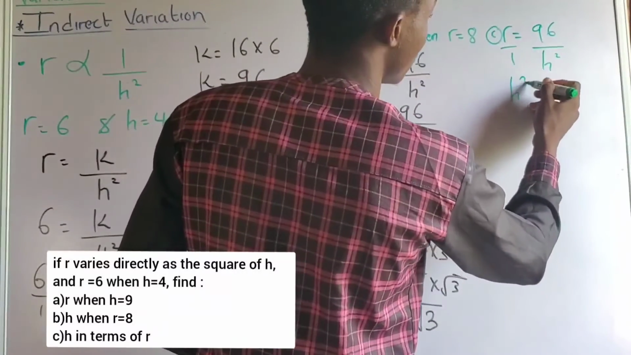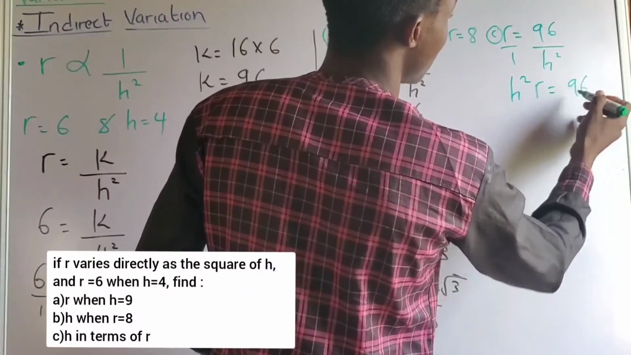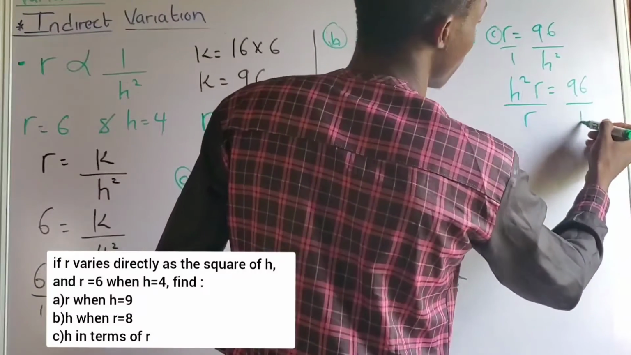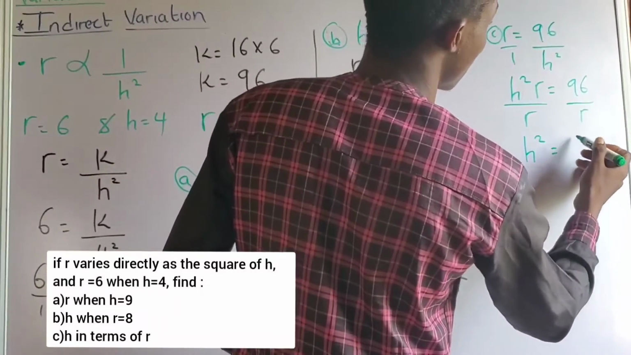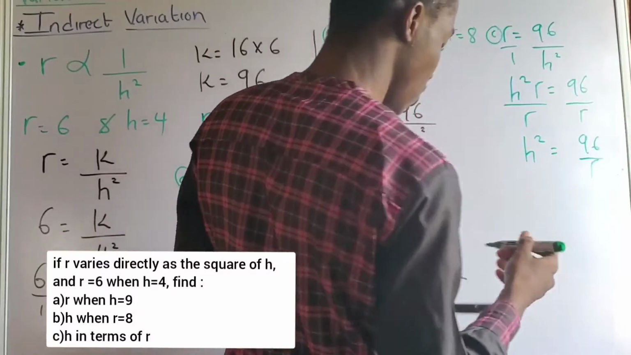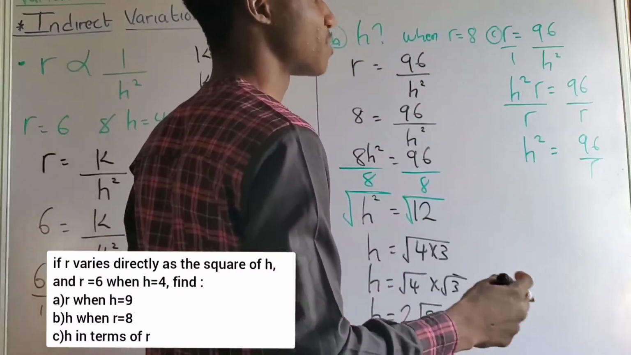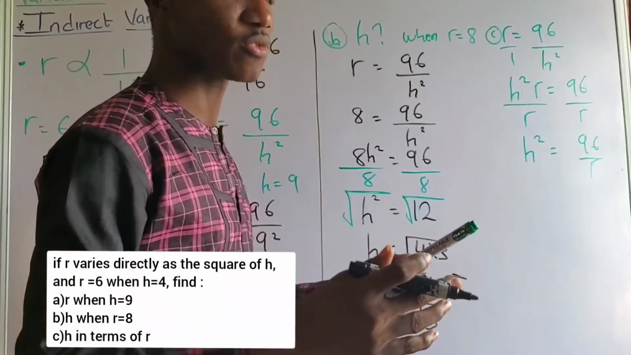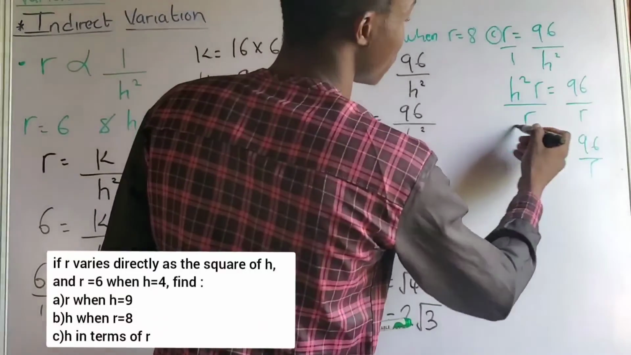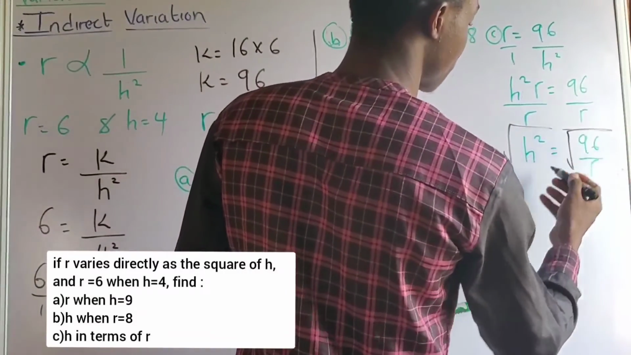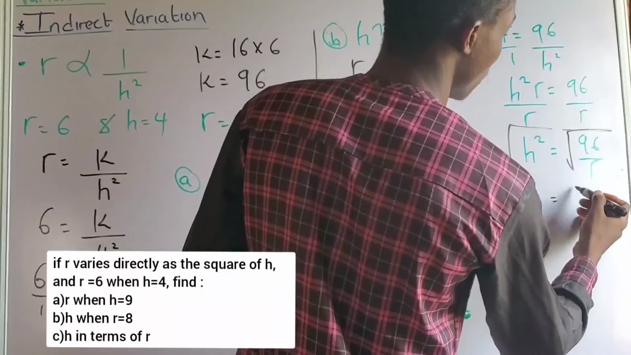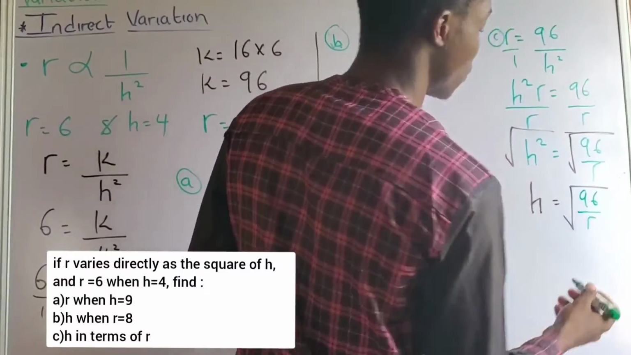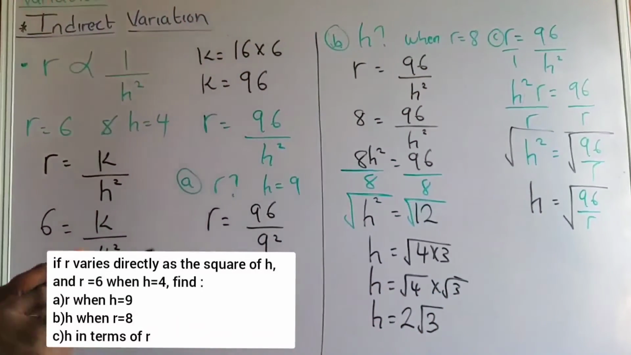So I'm going to have h squared multiplied by r equals 96, right? So divide both sides by r. So h squared is equal to 96 all over r. Now to express h in terms of r, I'm going to take the square root of both sides so that I can eliminate this square. So h is equal to the square root of 96 over r. So that is the solution to the third question there.